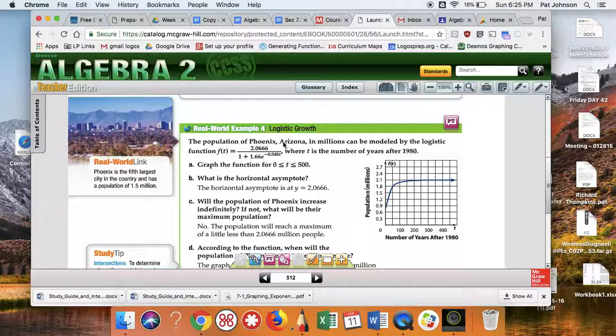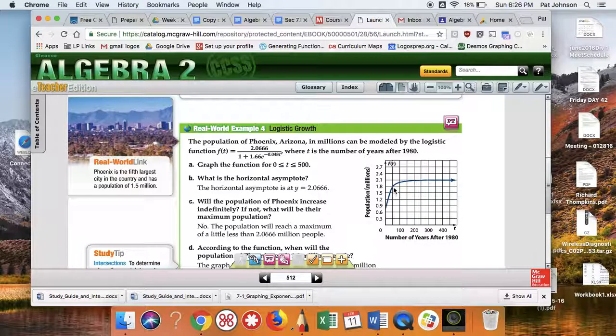It says the population of Phoenix, Arizona in millions can be modeled by this logistic function, f of t, where t is the number of years after 1980. So this model is based from 0 being 1980. They want you to graph this function, but they want you to restrict the domain. They're telling you t, because t is the x, right? So that's the domain. They want you to restrict it between 0 and 500 inclusive. So you would graph it, and you would start from 0 and then go to 500.